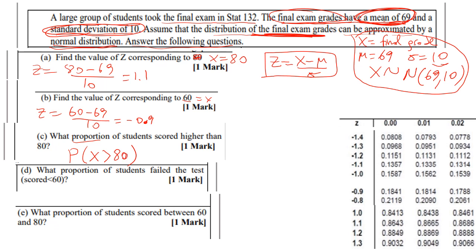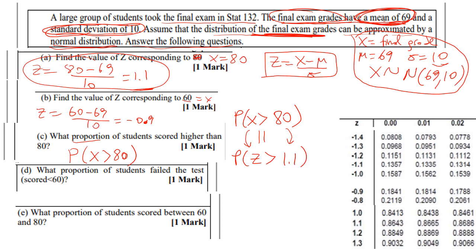Now, to solve this one, you have to convert this problem to z. X automatically becomes Z, and then 80. So what's the conversion formula? The conversion formula is this. We already converted this one. It's 1.1. So the corresponding z-score for 80 is 1.1. So this becomes the probability that z is bigger than 1.1.